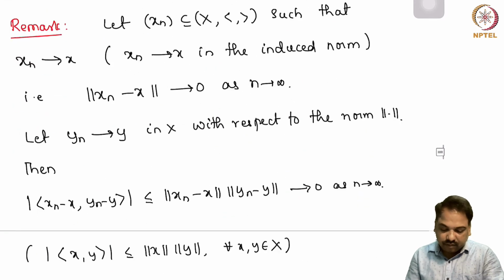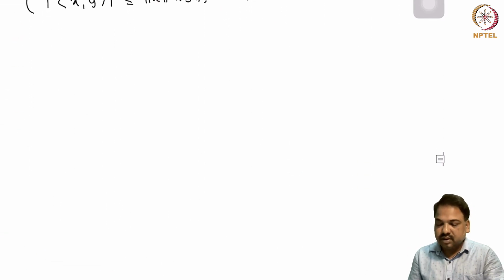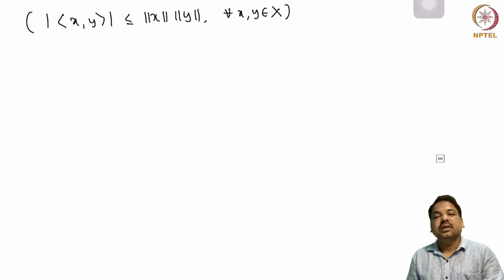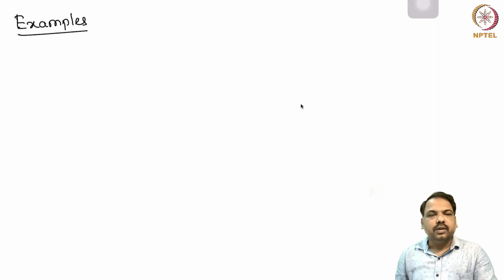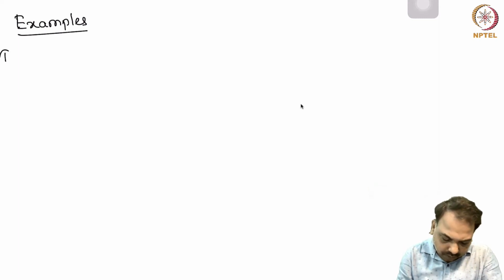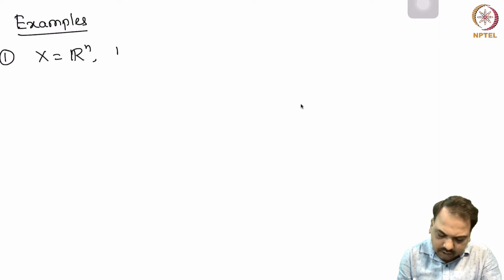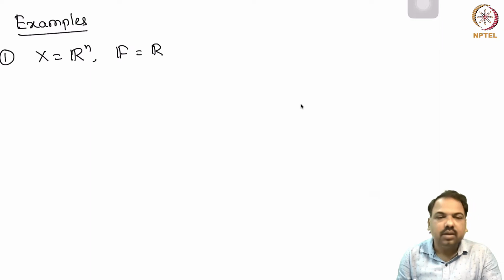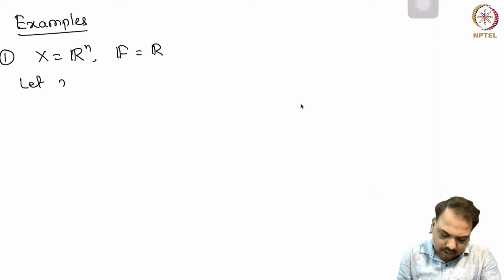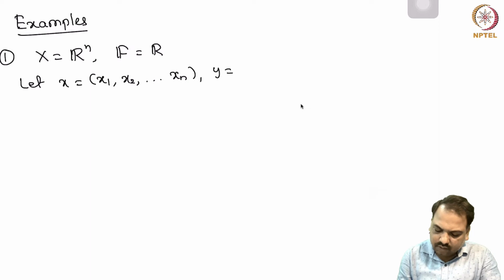Okay. Let us look at a few examples of inner products and the norms which come from the inner products. The first example is R power n. Let us take X to be R power n and the field is R. Let us take x equal to x1, x2, and so on up to xn, and y equal to y1, y2, and so on up to yn in X.